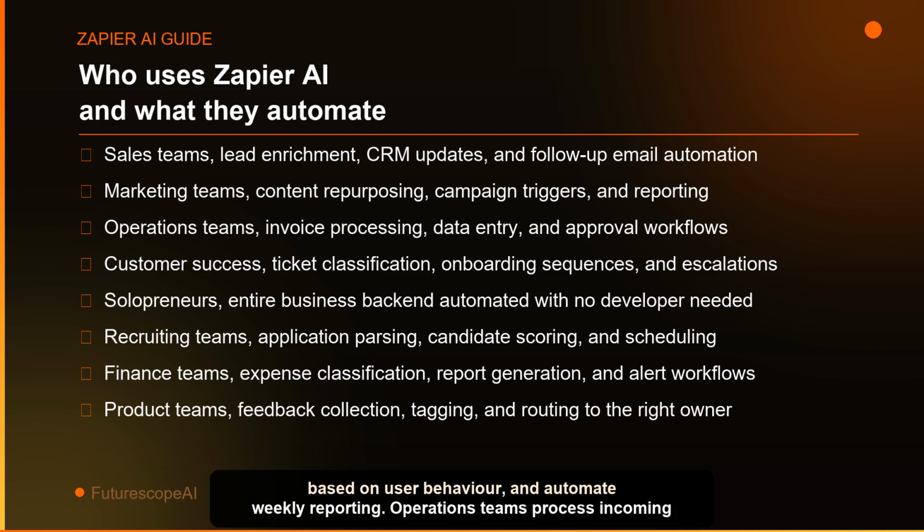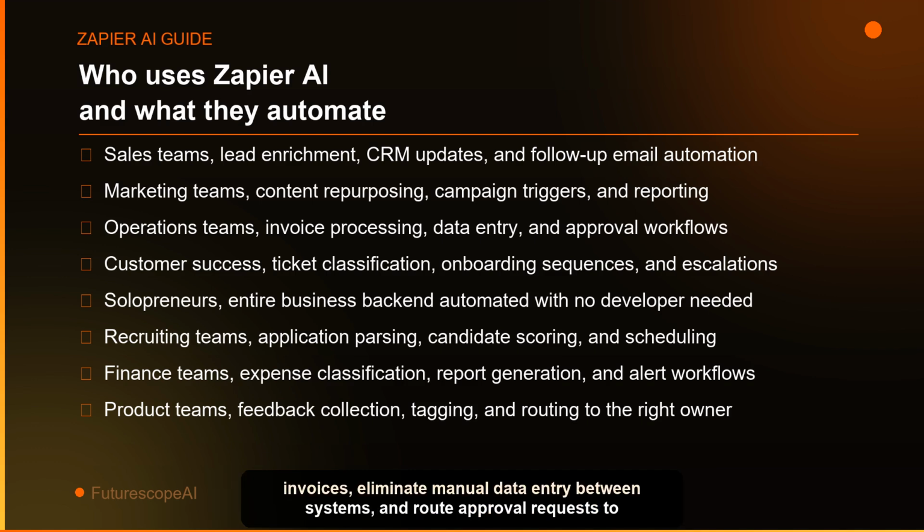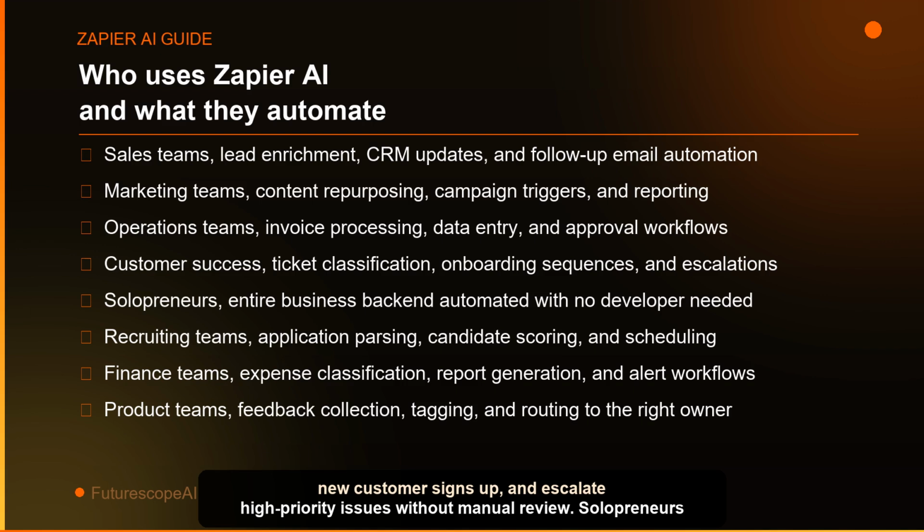Operations teams process incoming invoices, eliminate manual data entry between systems, and route approval requests to the right person automatically. Customer success teams classify support tickets by issue type, trigger onboarding sequences when a new customer signs up, and escalate high-priority issues without manual review.